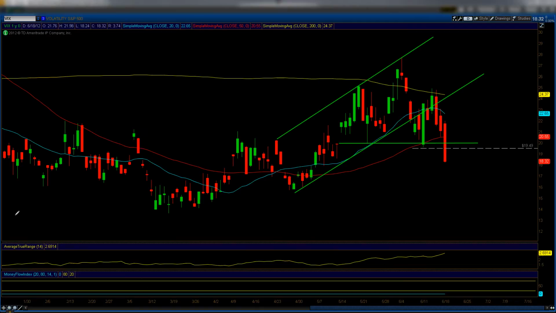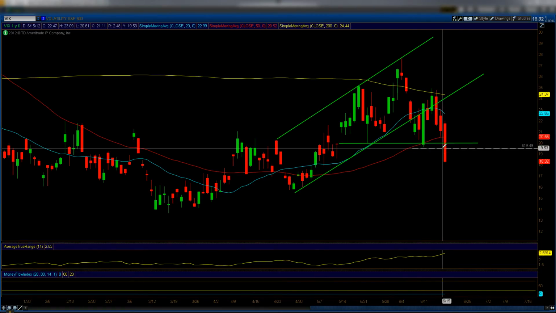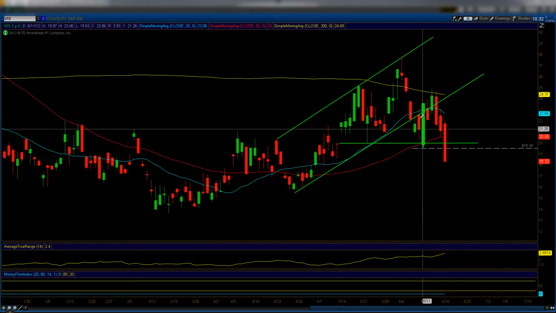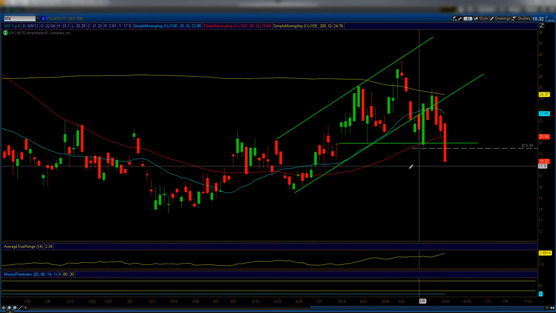Okay, so that's the SPY. All right, so we have a huge drop on the VIX here, right? You see this pattern here. This 19.49 level, I don't know why it's still in there, but it was already tagged once, so that level is no longer valid.